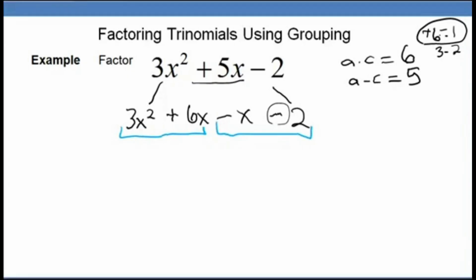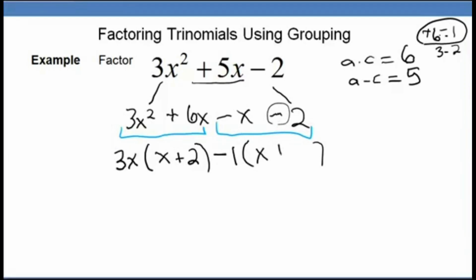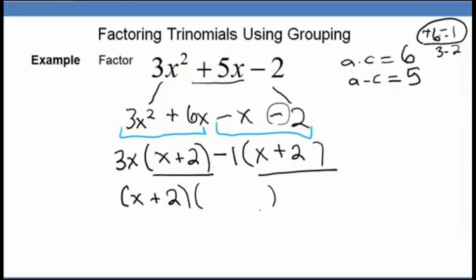So for the first group, common factor of 3x leaves x plus 2. In the second group, because it starts with negative, we'll take a negative out. There's no other common factor. We can write a 1 there if we like. And that will leave x plus 2. Our binomials do match, so we'll take that out. That is now the GCF. And to get back to the line above, we're missing the 3x minus 1.